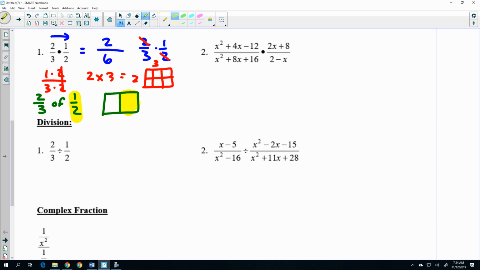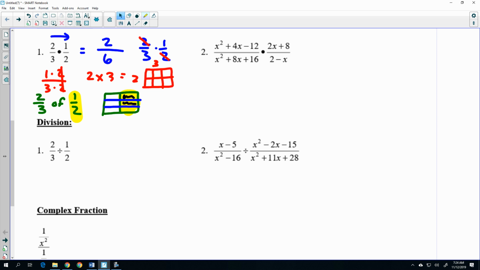2/3. So I better get it into thirds. Is my yellow now in thirds? And how many of those do I want? And so what's my answer when you look at that? How many black things do I have there? Out of 6. So that's where 2/6 comes from.